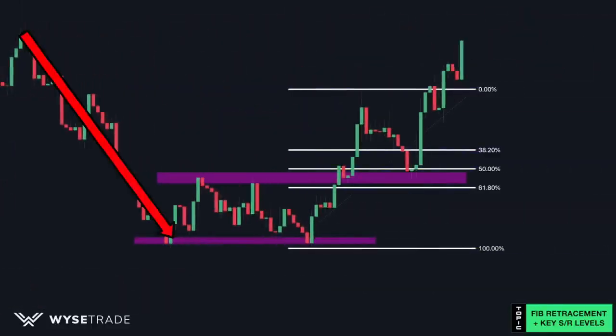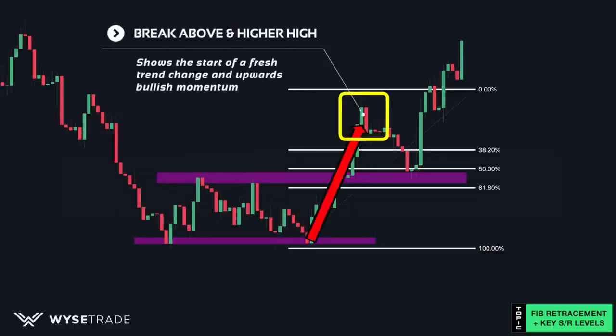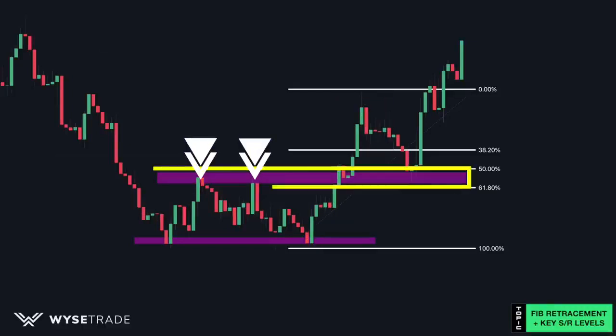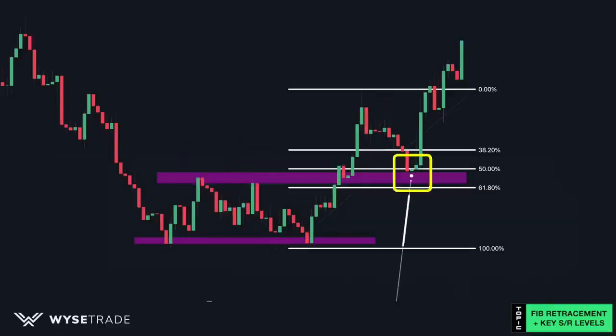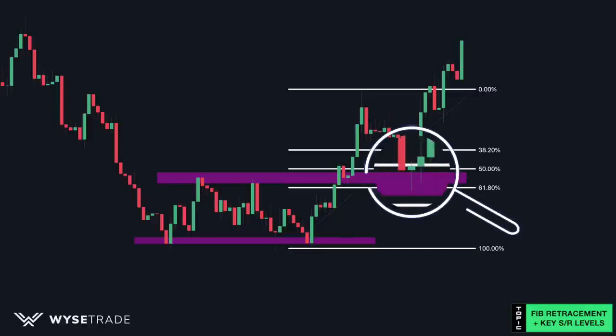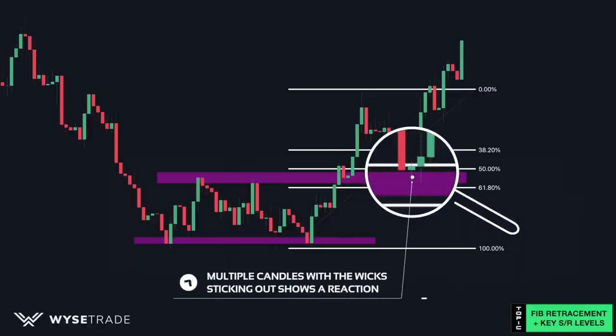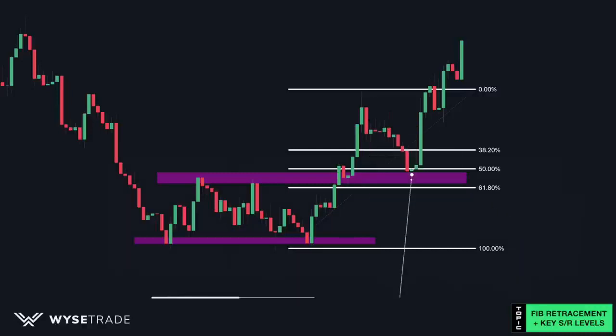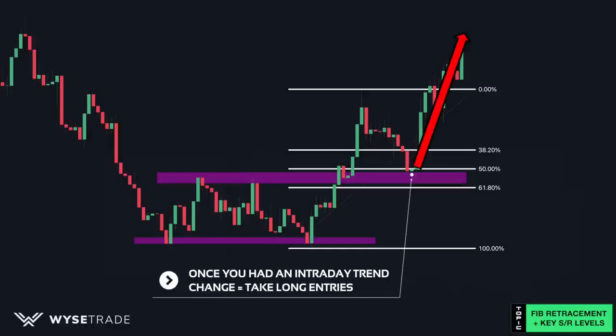You have a moving downtrend, followed by consolidation, then a break above and higher high, which shows the start of a fresh trend change and upwards momentum. These two reversal points here give you your key level. This here is where the support level and 50% fib level both lined up. Once price pulled back to the area, you had multiple candles with the wicks sticking out, showing a reaction to the area. Once you had an intraday trend change confirmation, you would look for long entry points.